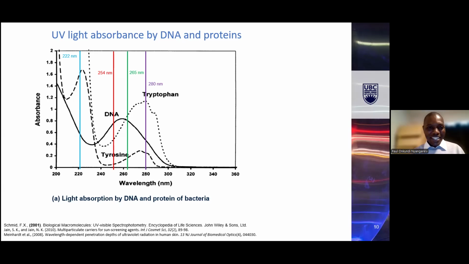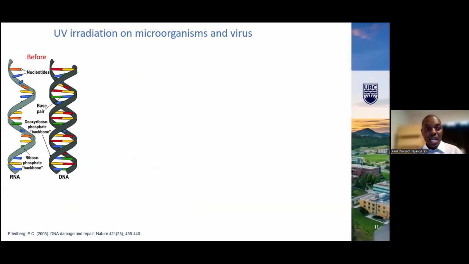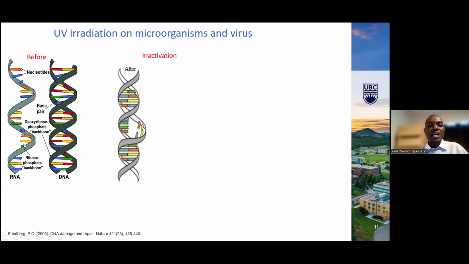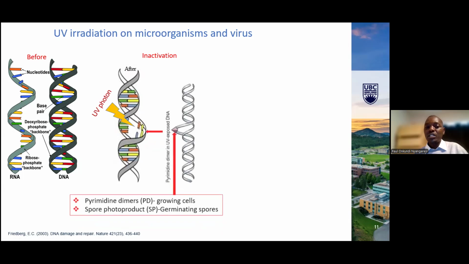So I was explaining about the wavelengths. I've mentioned the 222 nanometers, the 254 nanometers, 265, and the 280 nanometers. Here I'm looking at how this UV affects the DNA or RNA of the microorganism. Before microorganisms are exposed to UV light, this is what happens. You can see here the DNA is a double strand, and the RNA is a single strand. After you expose the DNA of that microorganism to UV light, some of the strands are broken down.